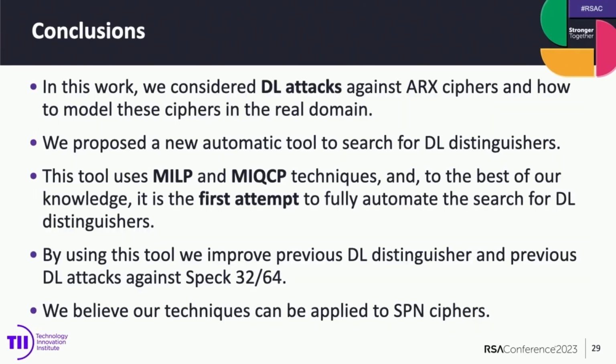So finally, we have here the conclusions. In this work, we consider differential-linear attacks against ARX ciphers and how to model these ciphers in the real domain. We propose a new automatic tool to search for differential-linear distinguishers, and this tool uses MILP and mixed integer quadratic constraint programming techniques. And to the best of our knowledge, this is the first attempt to fully automate the search for differential-linear distinguishers. By using this tool, we improve previous differential-linear distinguishers and previous differential-linear attacks against SPECK32/64. We believe that our techniques can be applied to other ARX ciphers.